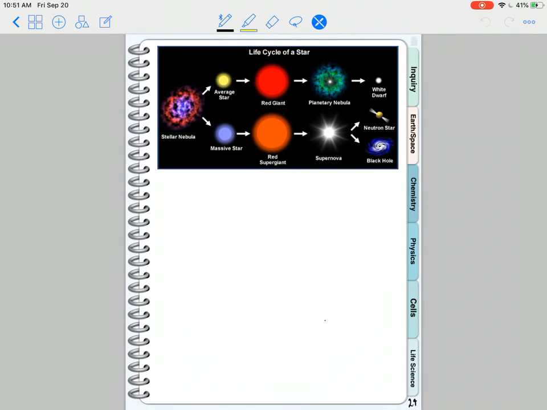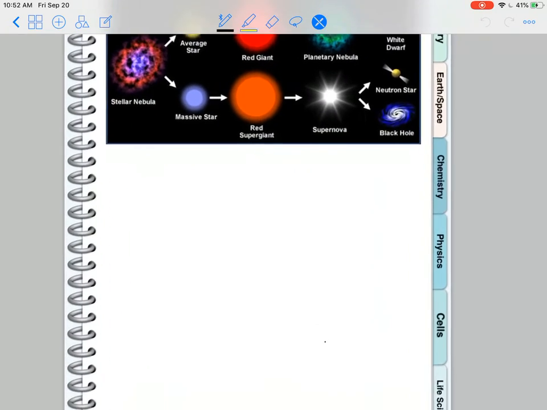I have been referring to this picture for a while now, so we're actually going to take a look at the life cycle of a star. I'm thinking that I should have put this before the terms, and then the terms would make a little more sense. But let's take a look at this diagram on page 24 of your student text, and this is not in the textbook. This is just a picture that I pulled off the internet to illustrate to you how a star is born and how a star dies.